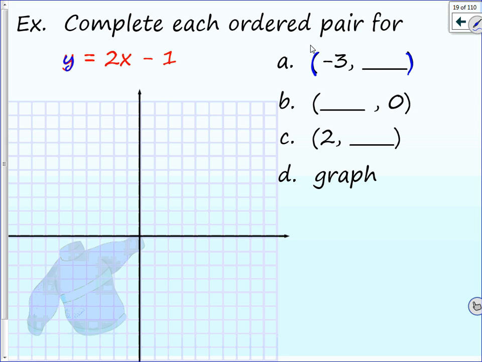What comes first when you do an ordered pair, everybody? The x. So this is telling you that the x value is -3, and they want you to complete the ordered pair, meaning find the y value. So if you plug in -3 for x, go ahead and find y, and I'm going to check it on your paper. So if x is -3, use the equation to find y.